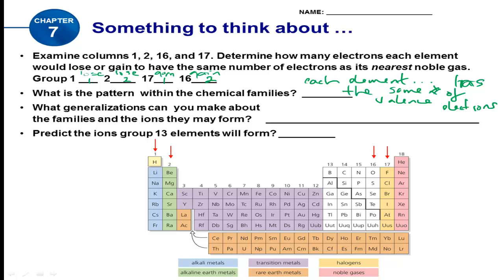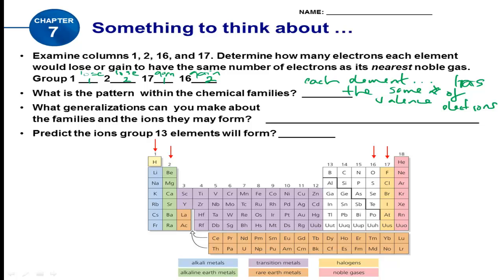So what generalization can you make about the families and the ions that could form? Those valence electrons actually determine the characteristics for the family. So everything in those families reacts the same way because of the same number of valence electrons. And given this mess up here, you just know I'm not going to even try to draw that there. If you're not clear on that, talk to me.